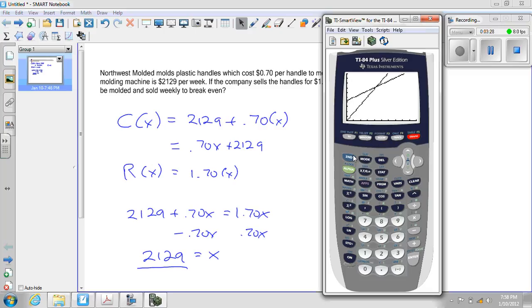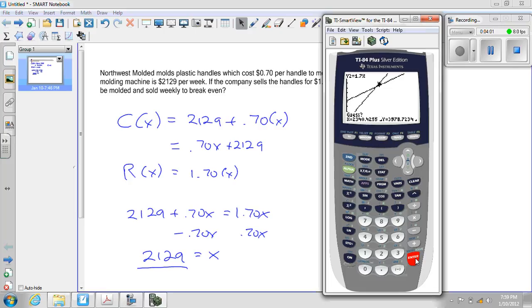I can go second calc, and I want to calculate the intersection of those two lines. So I'm going to go 5 for intersection, and it's going to say, well, what's the first curve that you want to look at? And the first one they're going to look at is my y1 at 0.70x plus 21.29. So I'll say, yes, that's okay for my first curve. And what about my second curve? Well, it automatically jumps to the other one, which is y2 at 1.7x. So I say that's okay.